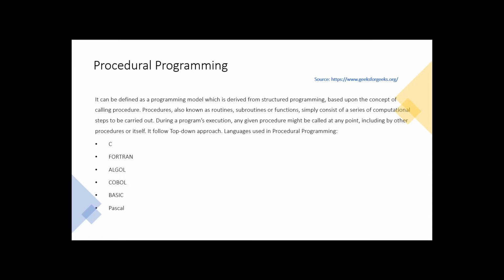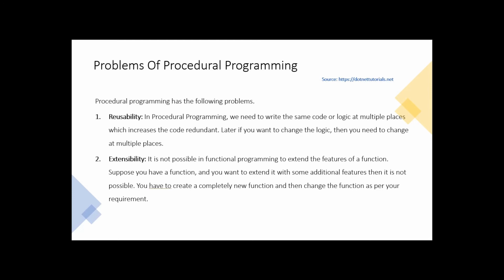So procedural programming basically follows the top-down approach, and the languages that use procedural programming are C, Fortran, Algol, COBOL, BASIC and Pascal. Next we have what are the problems of procedural programming. In procedural programming there are some problems that we basically face while developing an application.